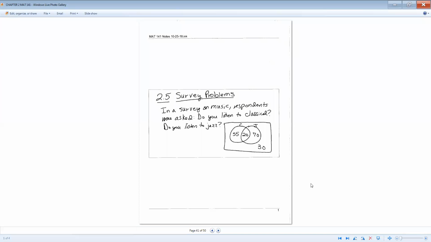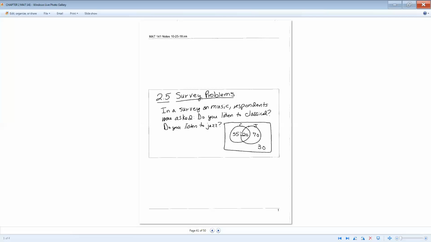So you'll see that in this section, you'll get problems one of three different ways. They may give you the Venn diagram. They may ask you to create it. They may ask you to answer questions according to it, or whatever the case may be. In this case, they give you the Venn diagram.